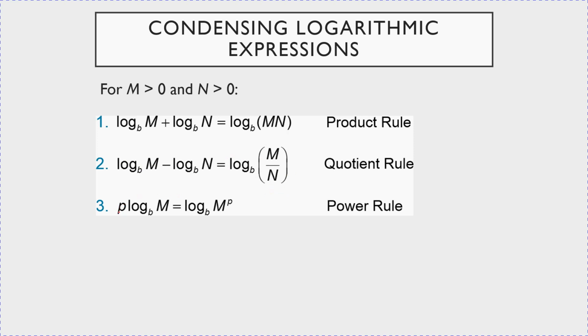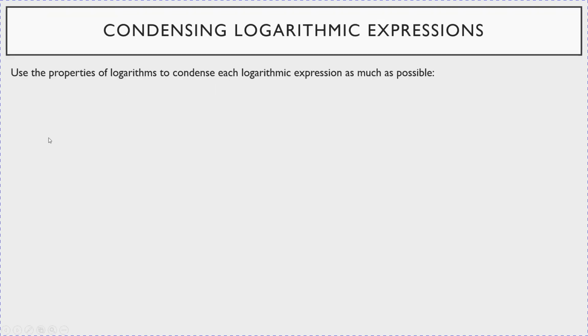And then you can use the power rule. You can bring the p back up. So if you have a multiplication out front, you can bring it back up. So p times log base b of m is equal to log base b of m raised to the p power. Okay, so here's what we want to do. We want to use the properties of logarithms to condense each logarithmic expression as much as possible. All right, so let's take this one.